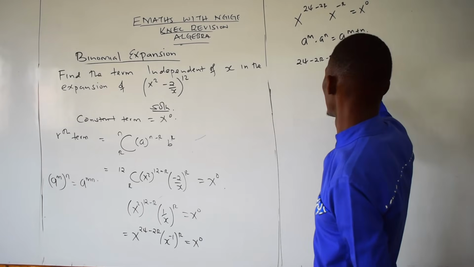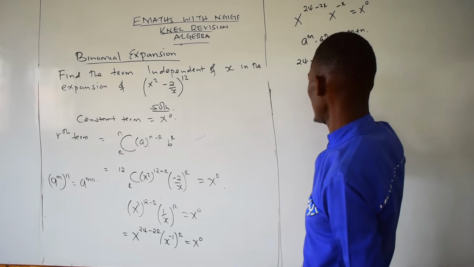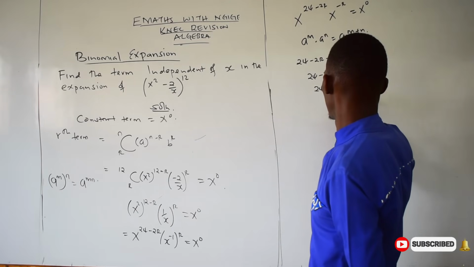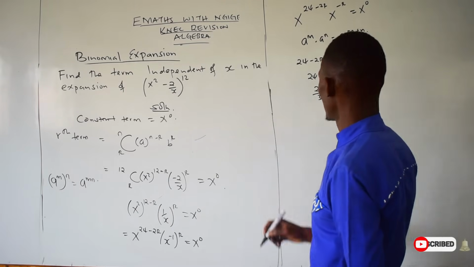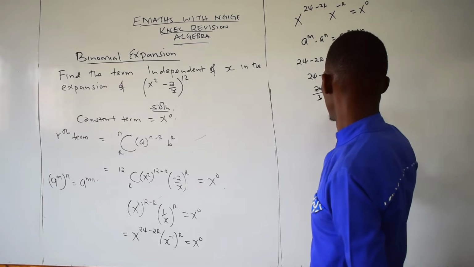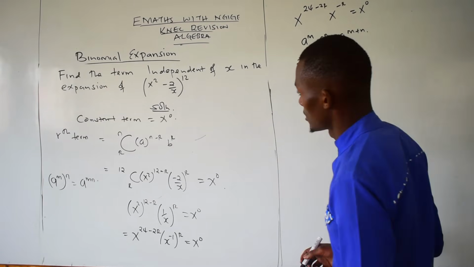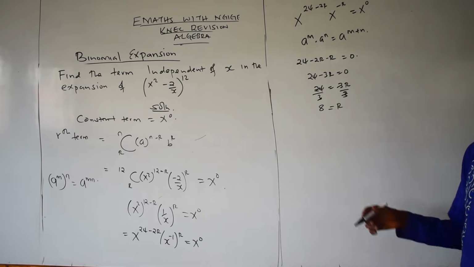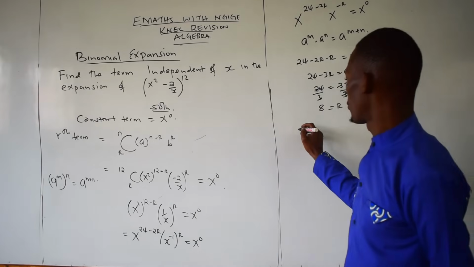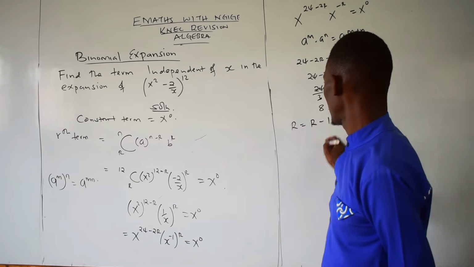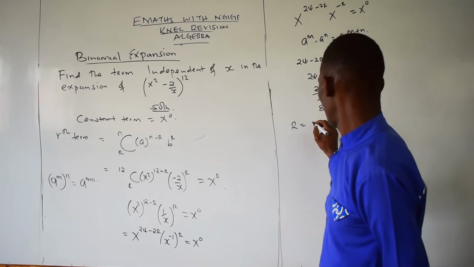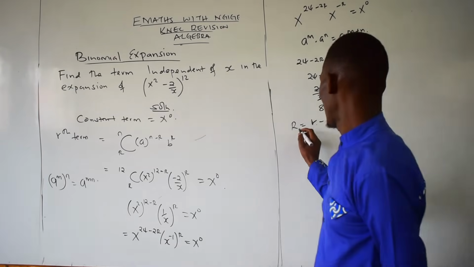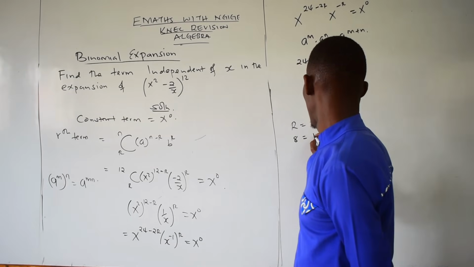Therefore, it should give you 0. So you have 24 minus 3r equals 0. So 24 equals 3r, then divided by 3, then divided by 3. So your r will be 8. But is that the term? No, this is not the term. This is our value for r. Therefore, we know our r is found by small r minus 1. Remember, we are finding this term here. So we have 8 equals r minus 1.